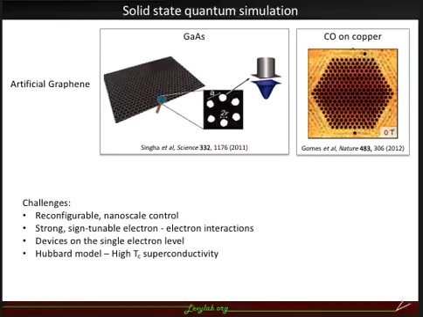But there are still some challenges in terms of being able to create a reconfigurable platform that has nanoscale control, which also includes strong sign-tunable electron-electron interactions, which are very important. And we want to be able to engineer devices on the single electron level and then simulate a wide range of many-body Hamiltonians, for example, the Hubbard model and high-temperature superconductivity, which could give insight into high-temperature superconductivity.